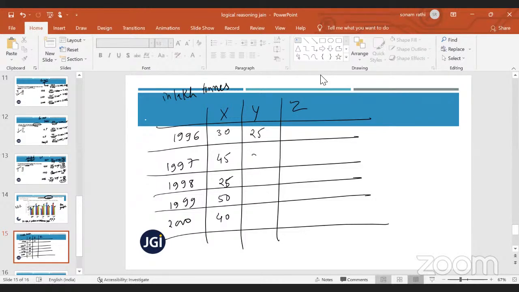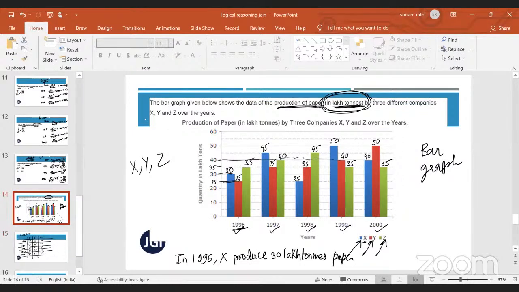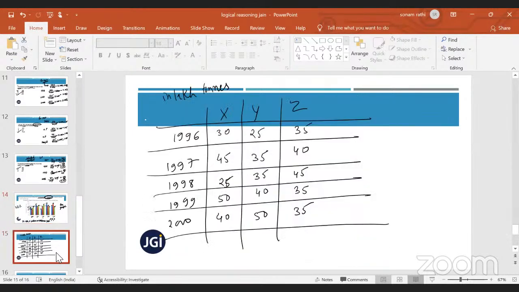25, 35, again 35, 40, and 50. This is given to you: 35, 40, 45, 35, and again 35. Correct? This is the same data, exactly the same thing. Instead of a bar graph, I am writing it in a table.